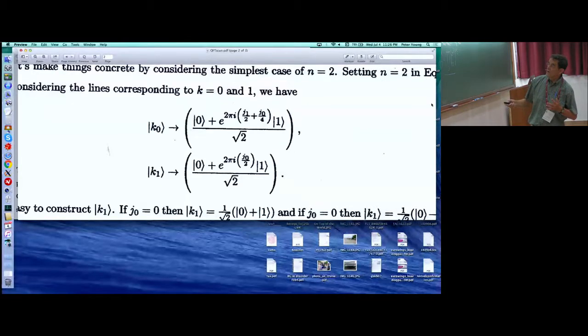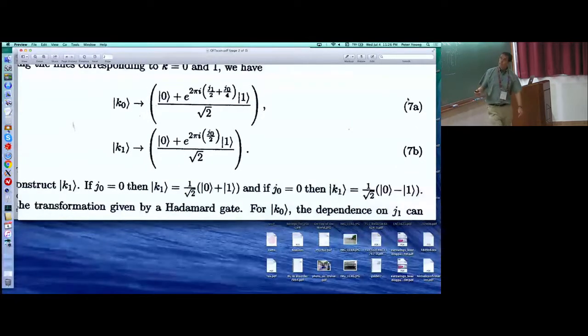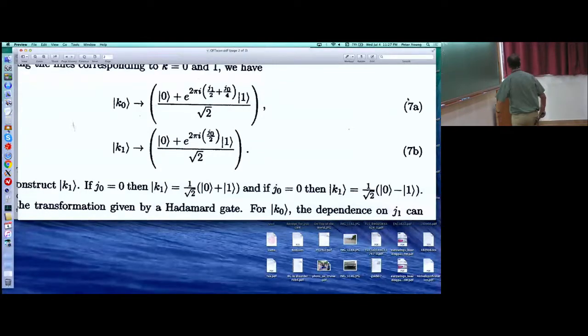So if j0 equals 0, then k1 is 1 over root 2, 0 plus 1, and there's a typo here. If j0 is equal to 1, then k1 is 1 over root 2, 0 minus 1. So this transformation, we know, is done by a Hadamard gate. That's exactly what the Hadamard gate does. For the least significant bit, it's a little bit more complicated.